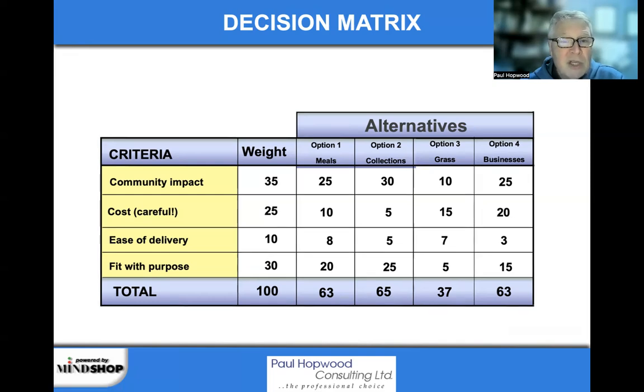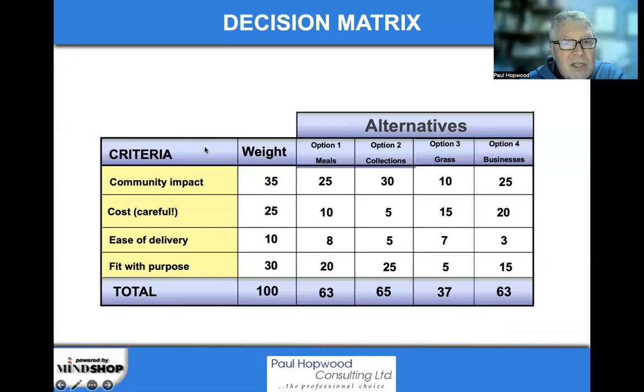And the second thing we do is say, well, what criteria are important in deciding where our priorities should lie? And you can have as many as you like, but I've gone with 4 here. You don't really want more than 6 or 7, but I've gone with 4. And I've said, well, community impact is important. Cost, I said careful. I'll just explain why in a minute. Ease of delivery, and maybe fit with our purpose. To what extent does this fit with our purpose?